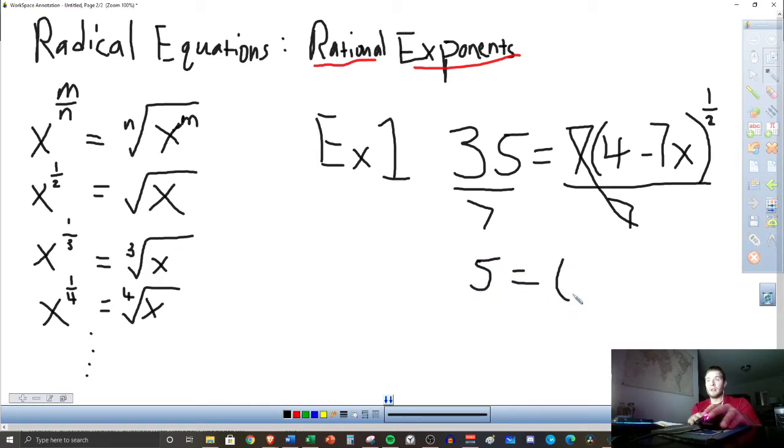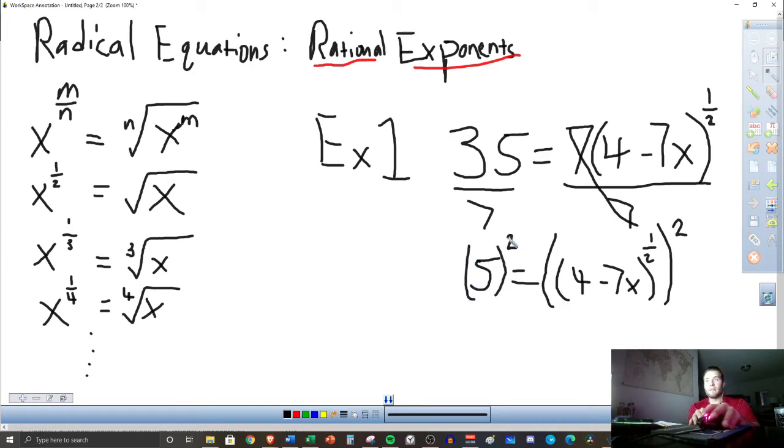Which equals 4 minus 7x. Now, this 1/2 power, we have to think, well, what do we do to that? Well, if it were the square root, we would square both sides. And actually, that is exactly what we want to do: we want to raise both sides to the 2nd power.